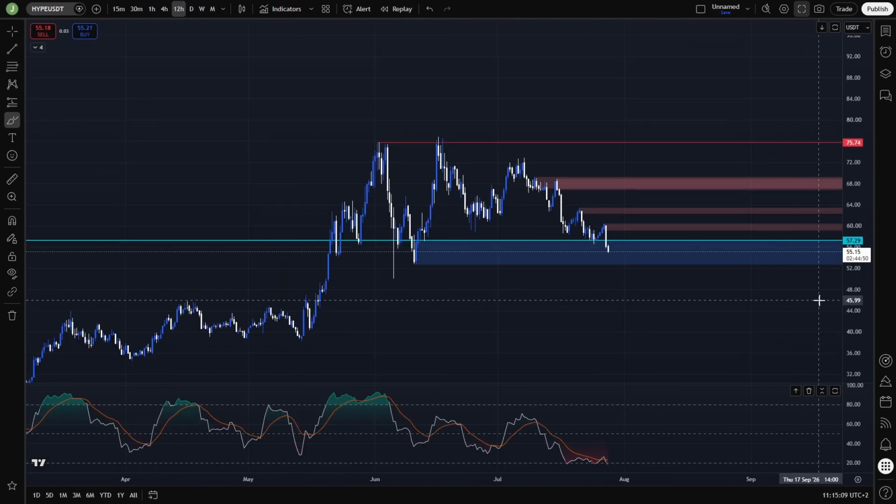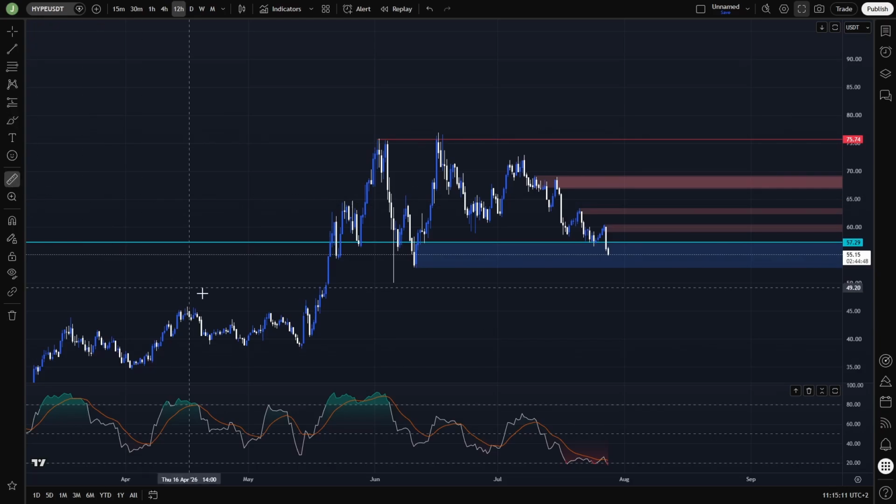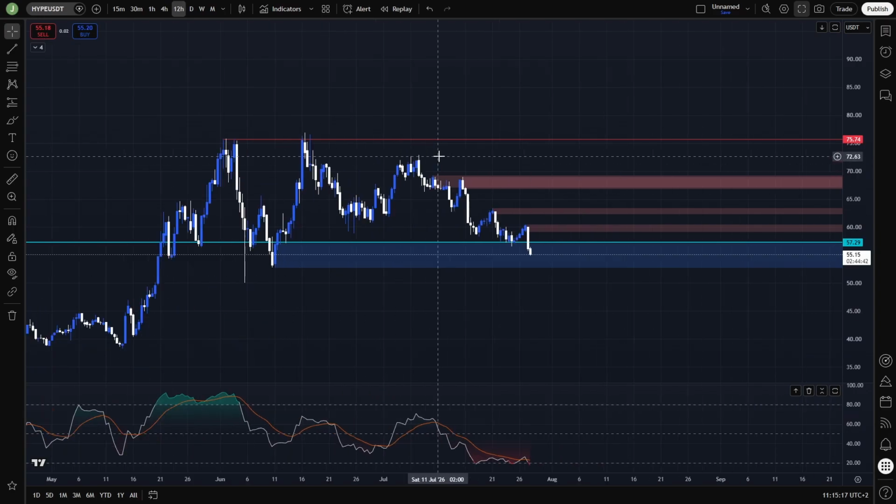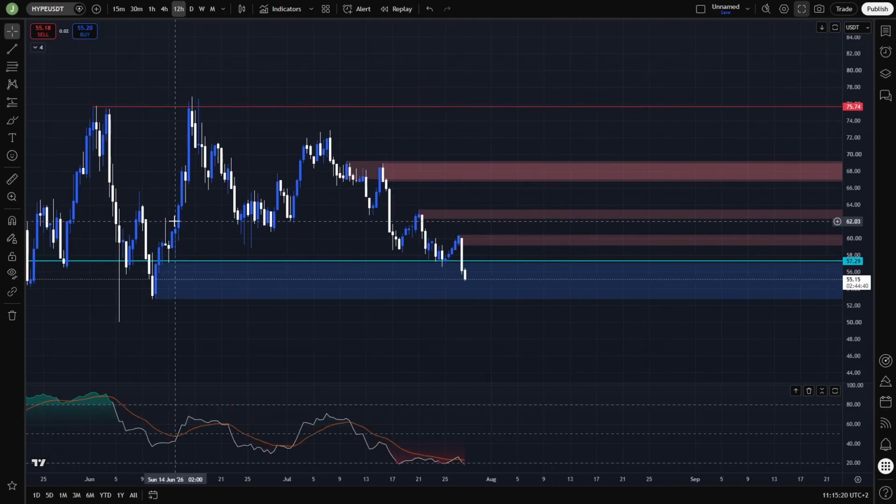My previous trade on this coin was, on the other hand, much better. I think I took it somewhere around the $40 mark, somewhere around here, and we traded this whole pump up, but this last trade ended on break even.